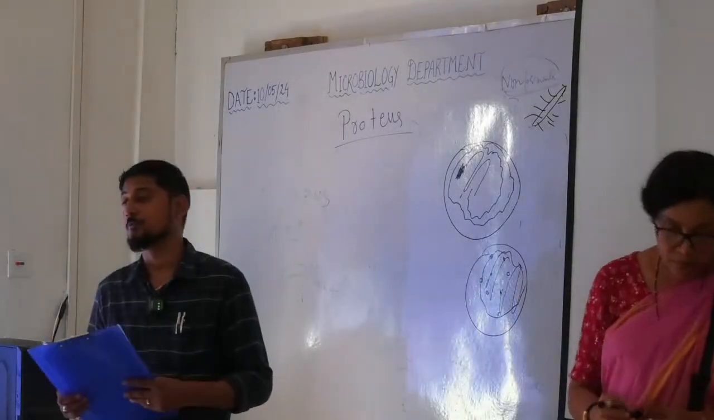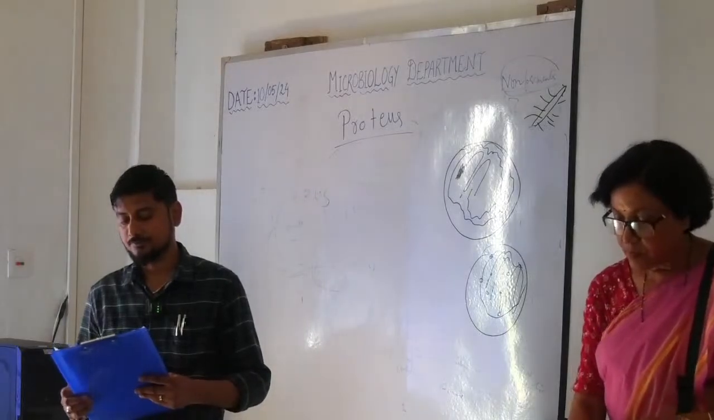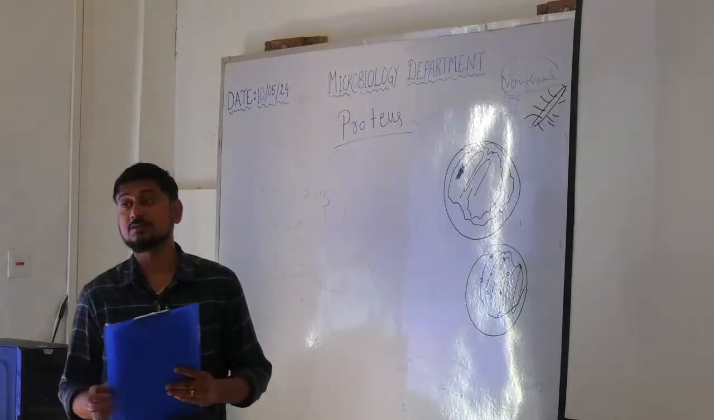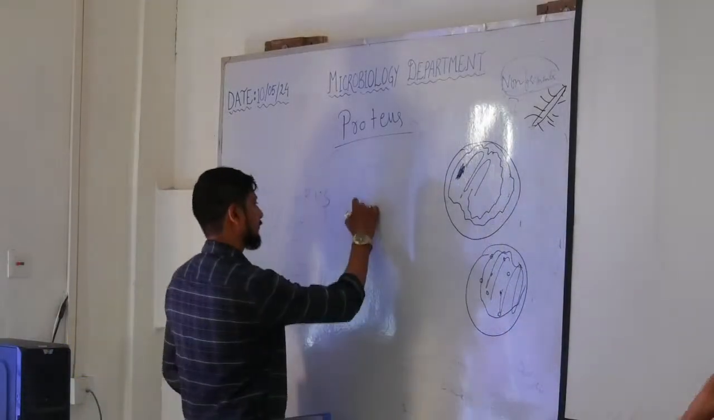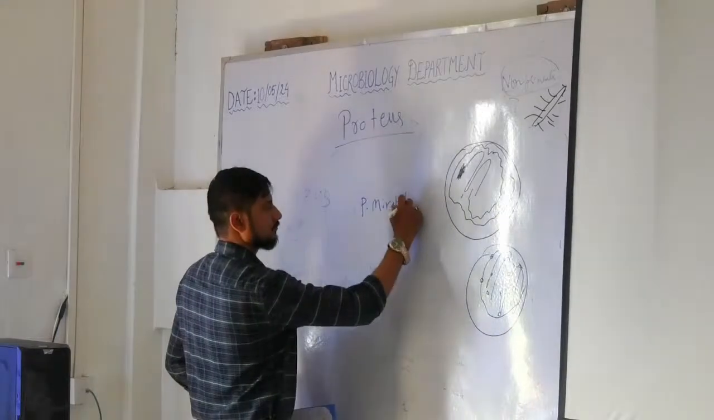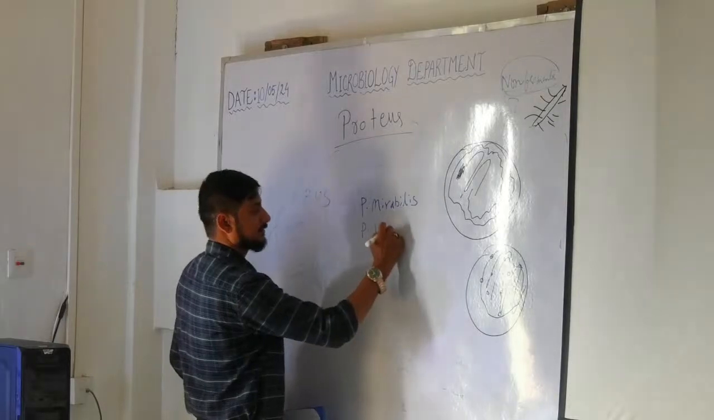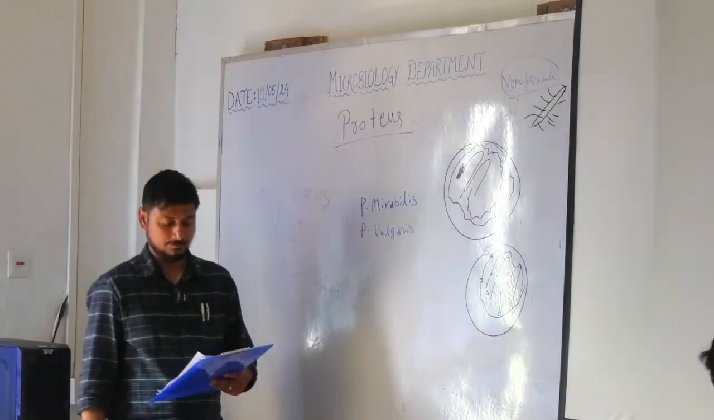Next, types of Proteus. Number 1, Proteus mirabilis. Number 2, Proteus vulgaris.